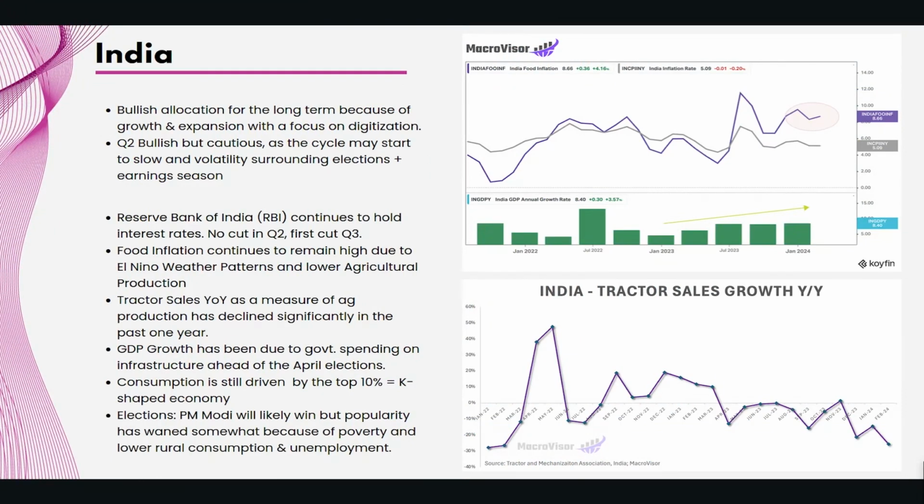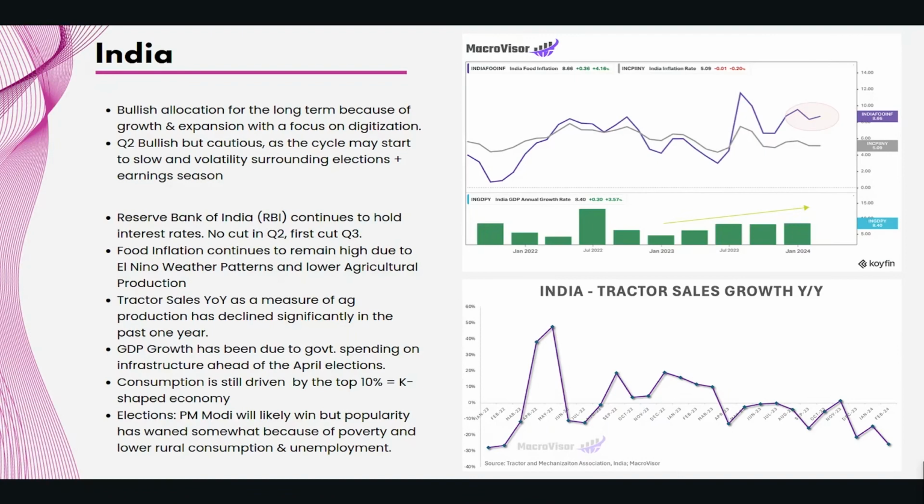Now, next up, we have India. So India, we continue to remain bullish on India, but also cautious again. Mainly because elections are coming up, plus earnings season is also coming up. And so we may see some volatility there and some pullbacks along the way. So we expect the central bank to continue holding rates this quarter because food inflation keeps going higher and higher. So as you can see, we've marked off food inflation there and we're seeing an inflection again. And all of this has to do with the El Nino weather patterns that we talked about earlier.